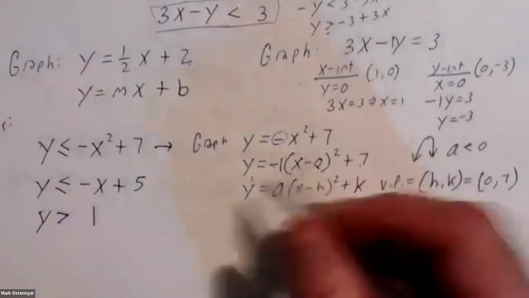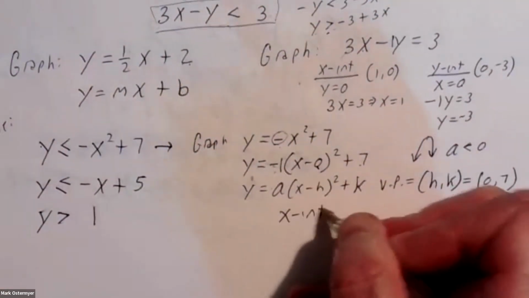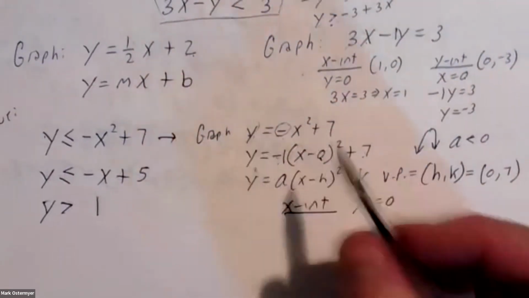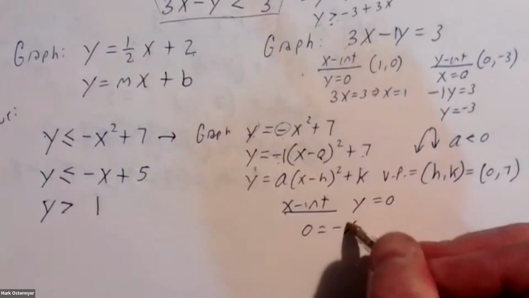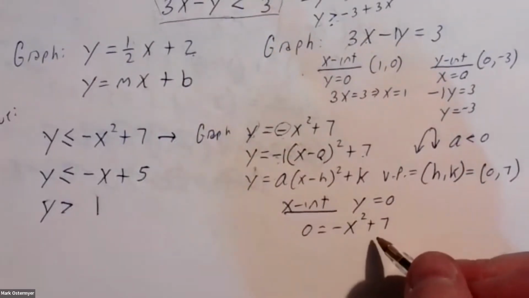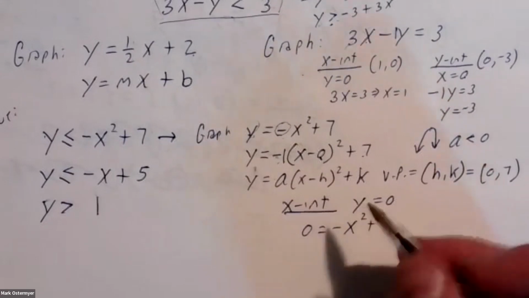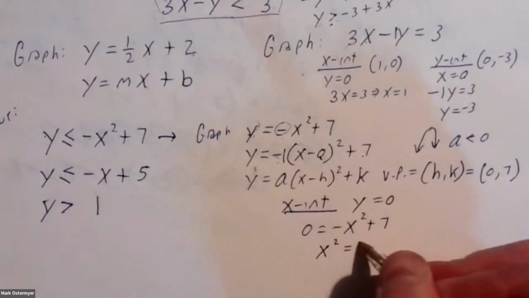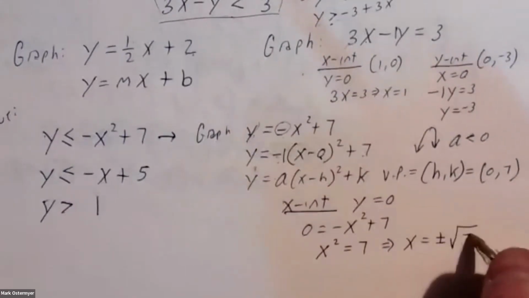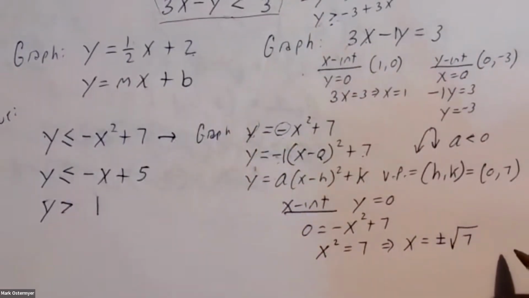To find the x-intercepts is pretty easy. You just let y be 0. So that means you're going to let y be 0 here, and you're now having to solve this quadratic equation, which is easy to solve. Just use the square root method. You could just add x squared to both sides of the equation and then take the what? Square root of both sides. You got your 2 x-intercepts, positive or negative square root of 7.